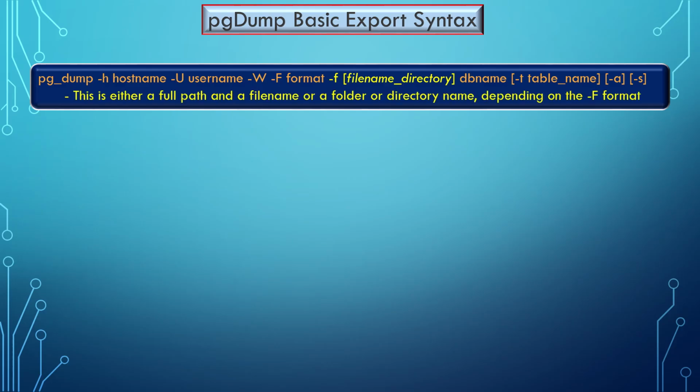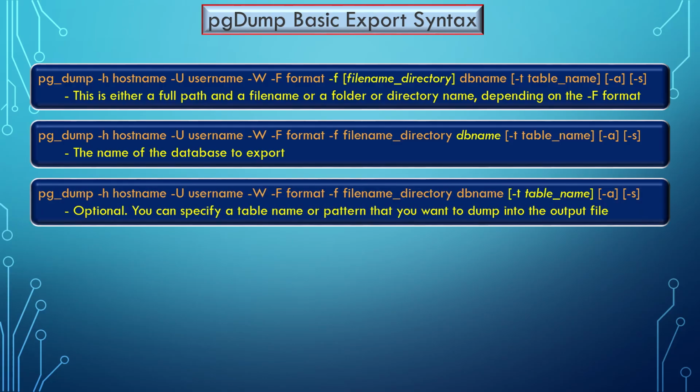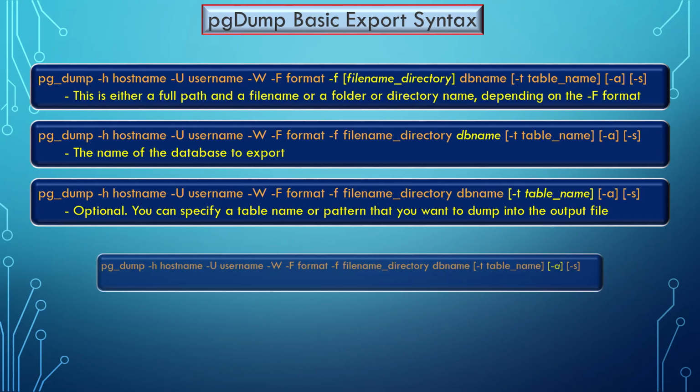The -f option is either a full path and a file name, or a folder or directory name, depending on the format used. dbname is the name of the database to export. The -t option is optional. You can specify a table name or pattern that you want to dump into the output file.